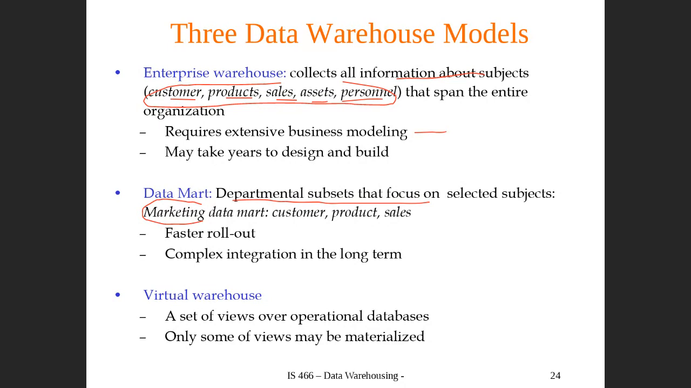So in other words, the data mart is another category of data warehouse model, which is a subset of the enterprise data warehouse, and it focuses on a particular subject. It has a faster rollout: less time is required to implement, maybe six months or less for the modeling. But there is complex integration in the long term. The advantage is faster rollout. The disadvantage is that in the long term, when you want to integrate the rest of the functional units, it is complex, because a data mart is designed based on the requirements of a particular subject. So integrating different functional units and subjects will be difficult.